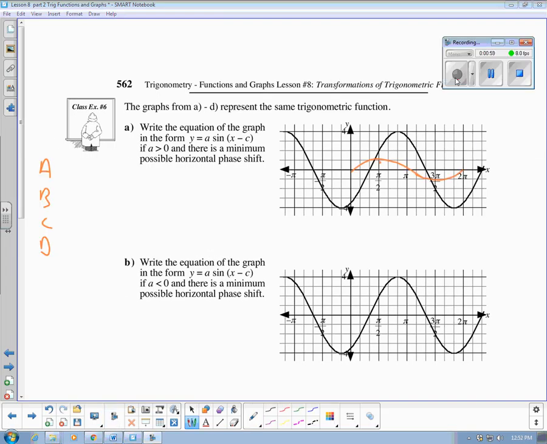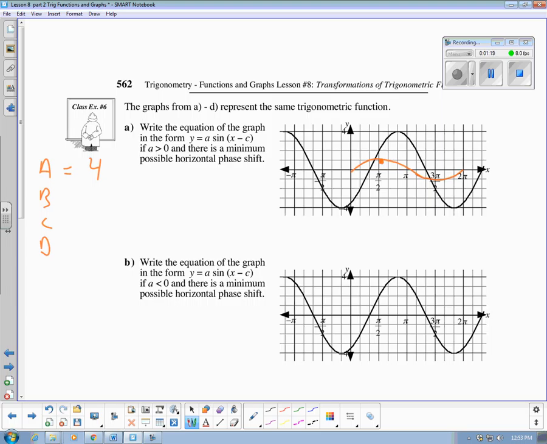So on the graph I have drawn in red what a sine graph should look like. We've recognized that it should have gotten taller. In fact, it should have gotten taller by a factor of 4. So I'm going to make my amplitude 4. The graph should have had a peak at pi over 2.